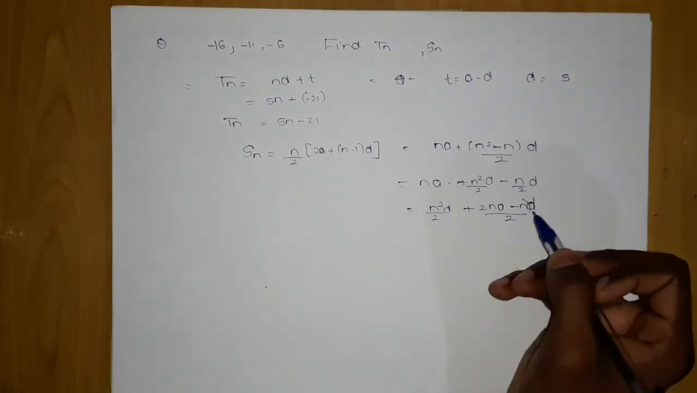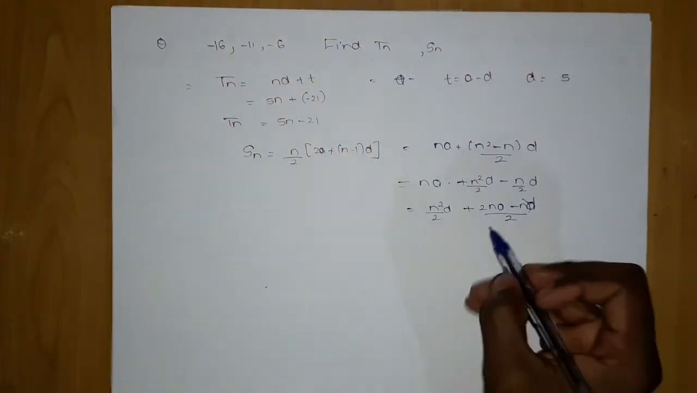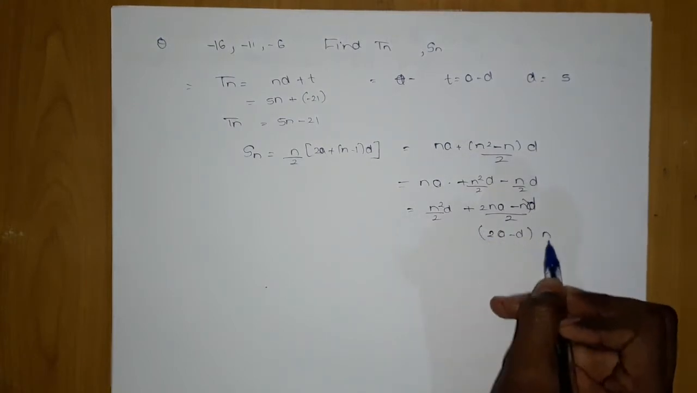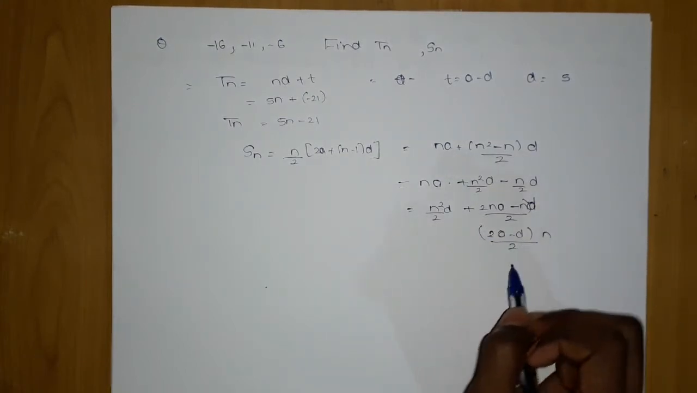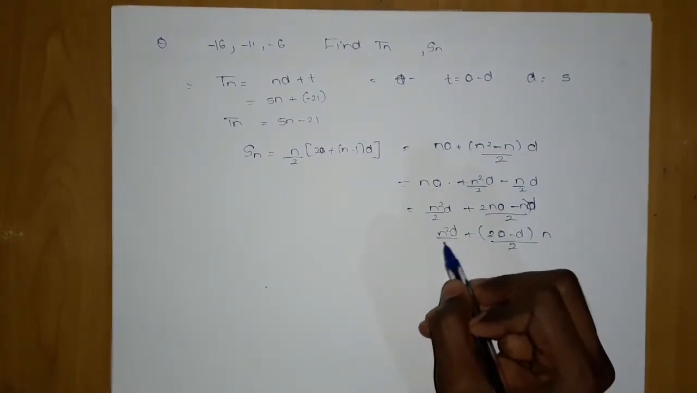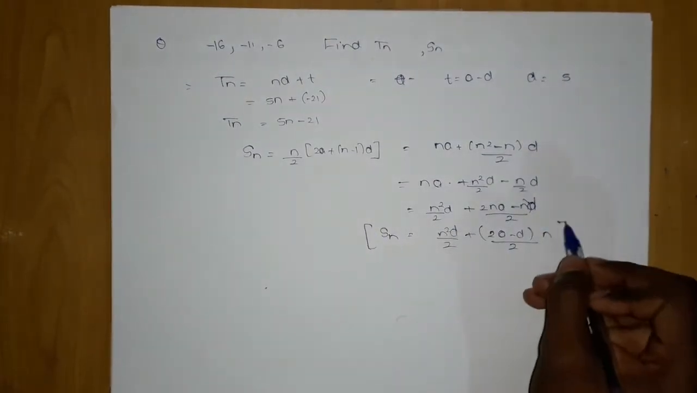If I continue further and take n common, what I have is n square d by 2 plus n times (2a minus d) upon 2. This formula looks a bit complicated, but it can simplify your work.